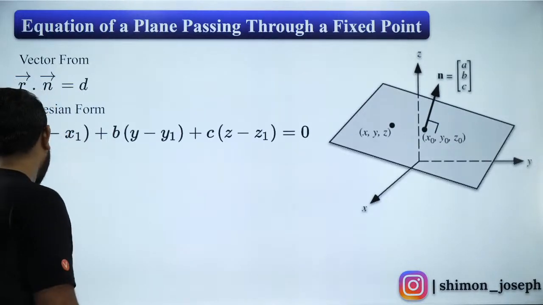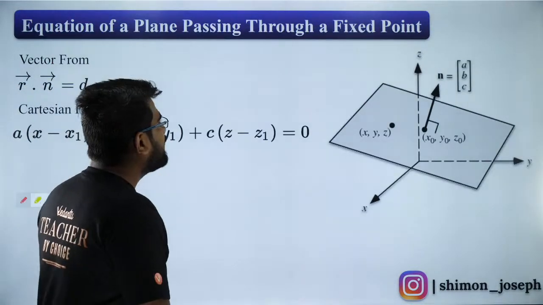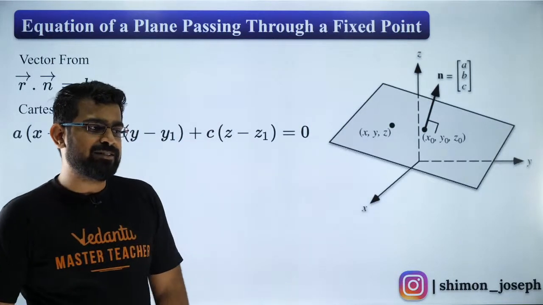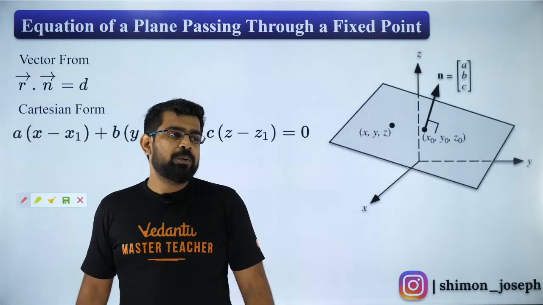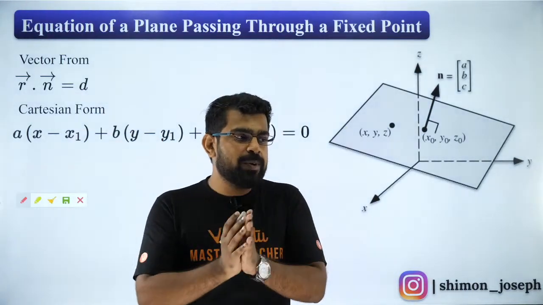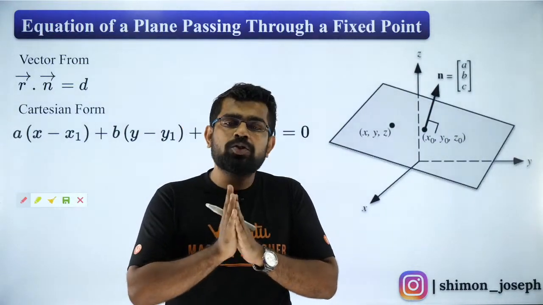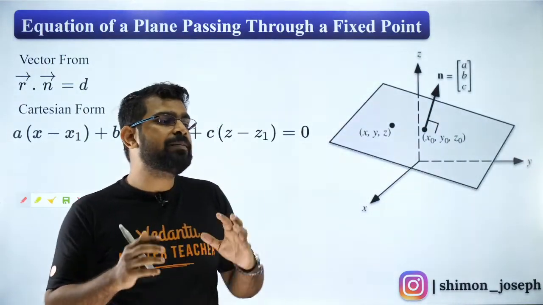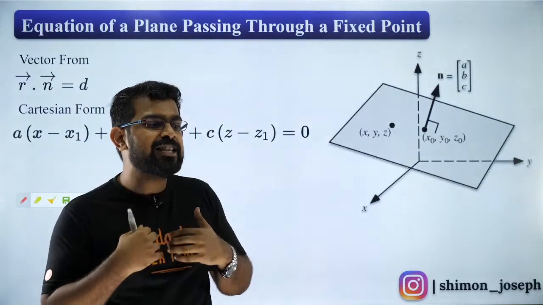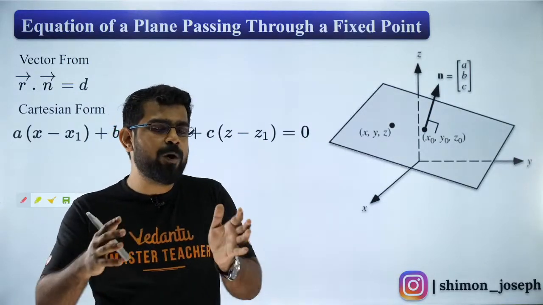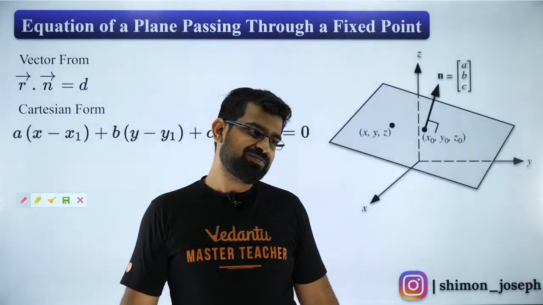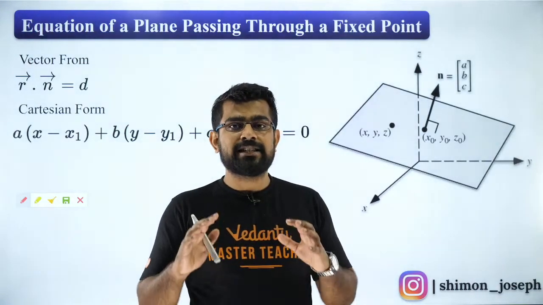Got it? So let's try to have a look at it. Okay. So what do we have here? We have an equation of a plane passing through a fixed point. Okay. So my name is Shimon Joseph, man. SHIMON JOSEPH. Okay. Clear? So that's my name.